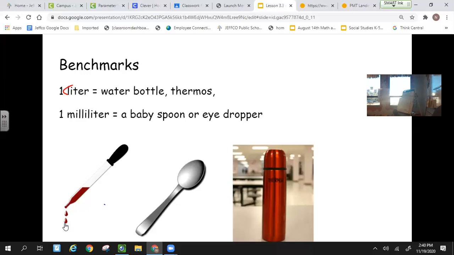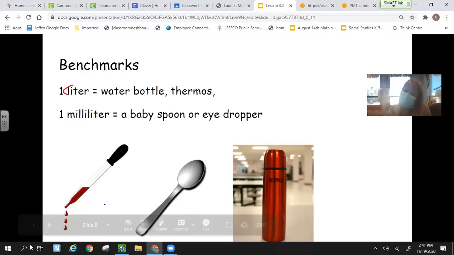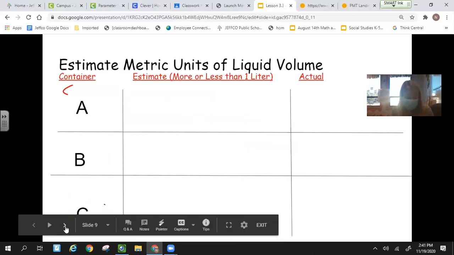Okay. If you were my bottle of club soda, here's a liter of club soda. So this would be a good benchmark for you, something like this. And here's an eyedropper that might help you. Or a thermos is about a liter. Those are ways to remember: what is a liter? What is a milliliter?